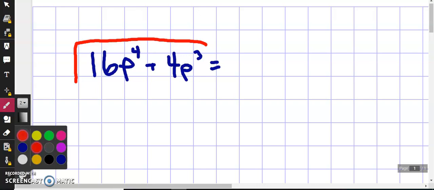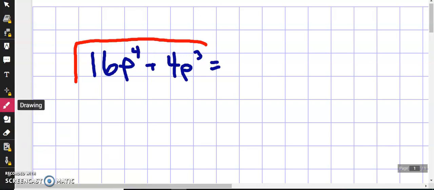So the first thing I'm going to do is look at my variables. I notice both terms have a p. So if I see p in both terms, I'm going to take a p to the front. Then what I'm going to look at are the exponents. One of my exponents is a power of 4, the other is a power of 3. So if I'm looking for my common factor, I'm always going to take the one with the lower power out to the front.